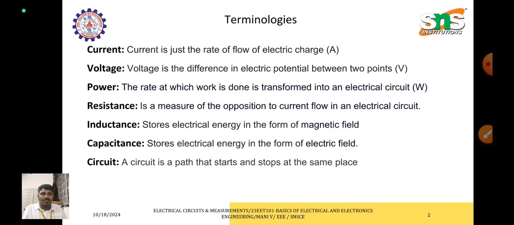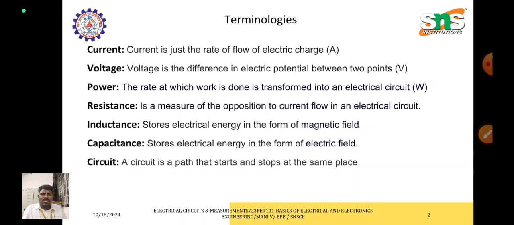And power is the rate at which work is done, transformed into electrical power. That is, the product of voltage and current is power. And resistance is what opposes the flow of current in electrical circuits. Normally an inductor stores electrical energy in the form of an electromagnetic field. And a capacitor stores energy in the form of an electrostatic field.